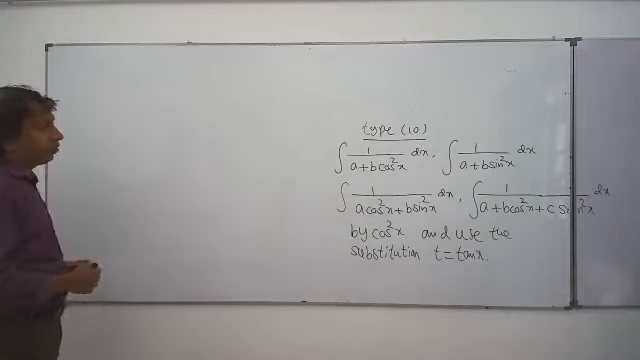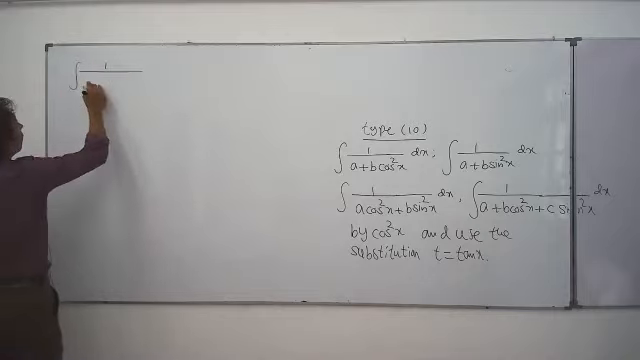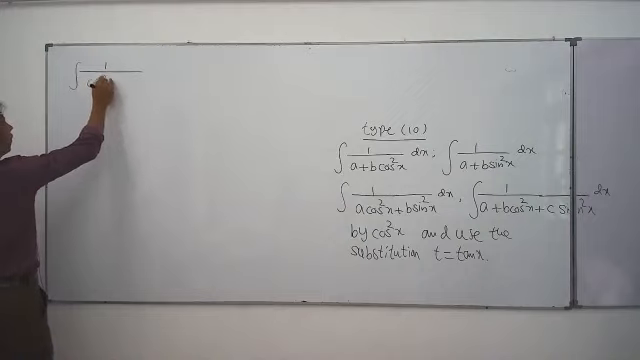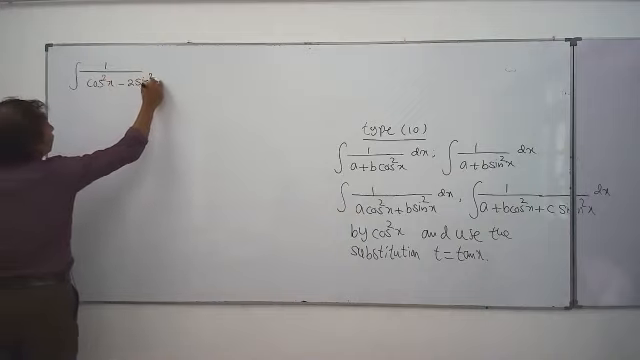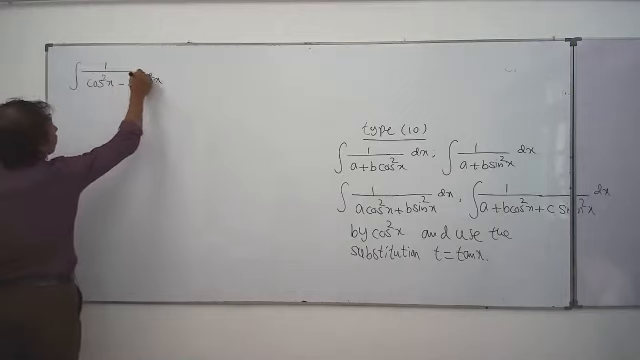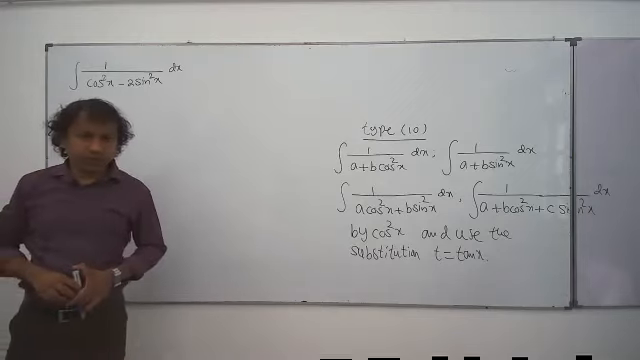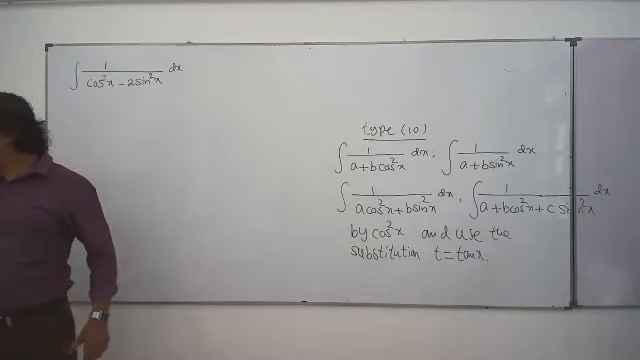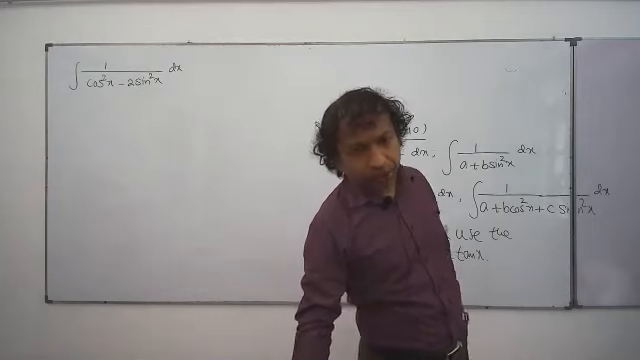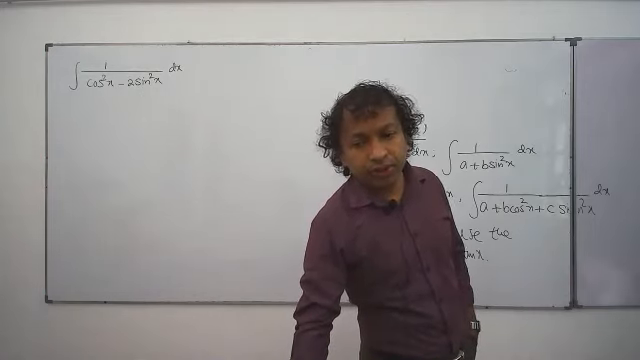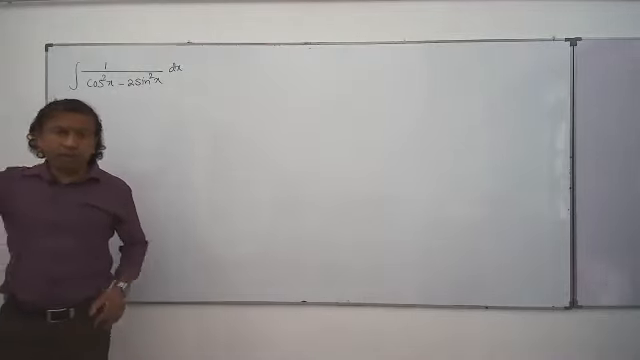Yeah. Shall we take one question, people? Take this 1 upon cos squared x minus 2 sin squared x dx. Is the first one. Right. Take this, people. First divide both the numerator and denominator by cos squared x, and then for the new one put the substitution t equals tan x. You have to first divide both the numerator and denominator by cos squared x.